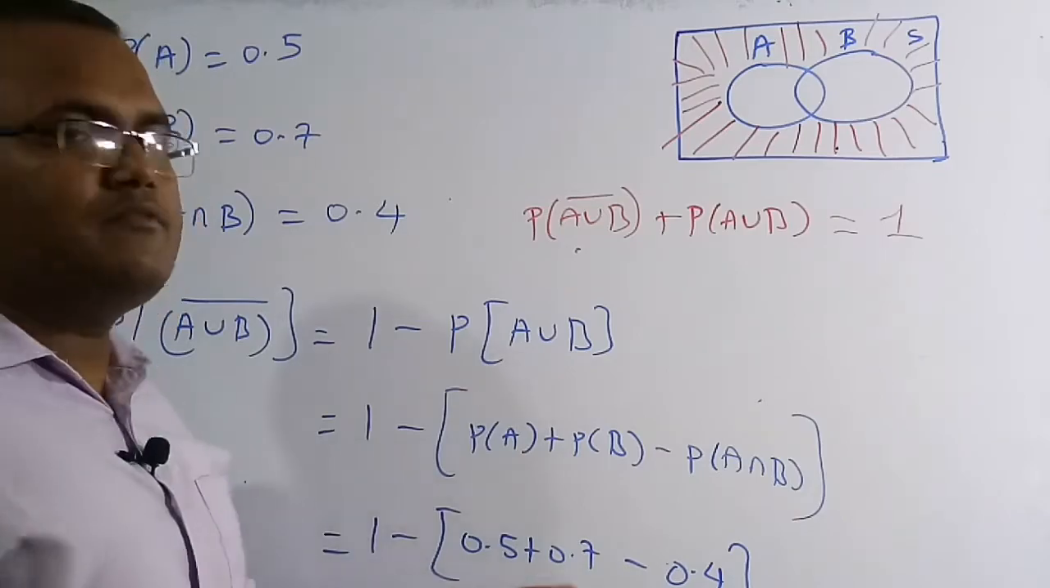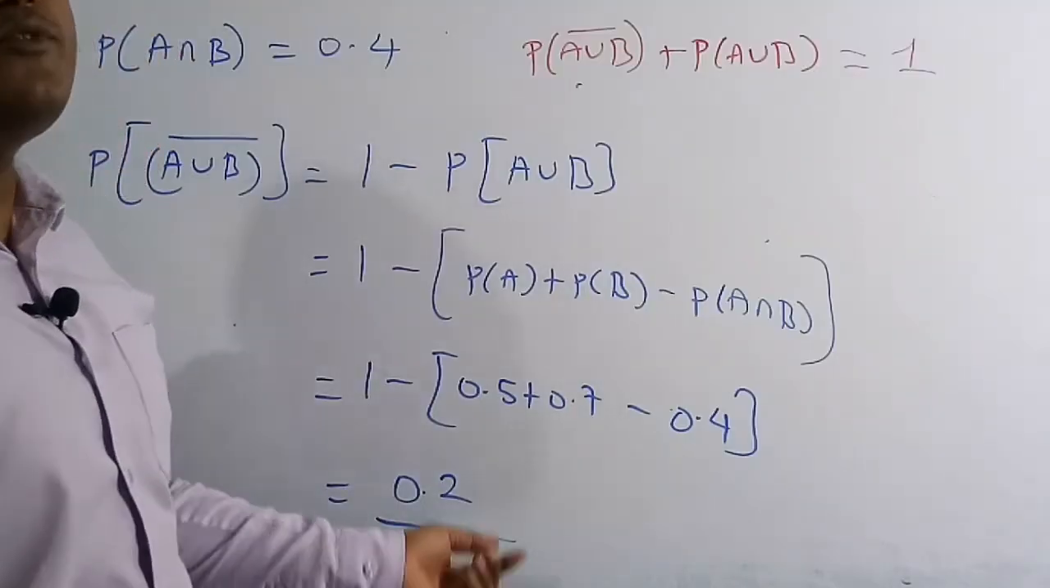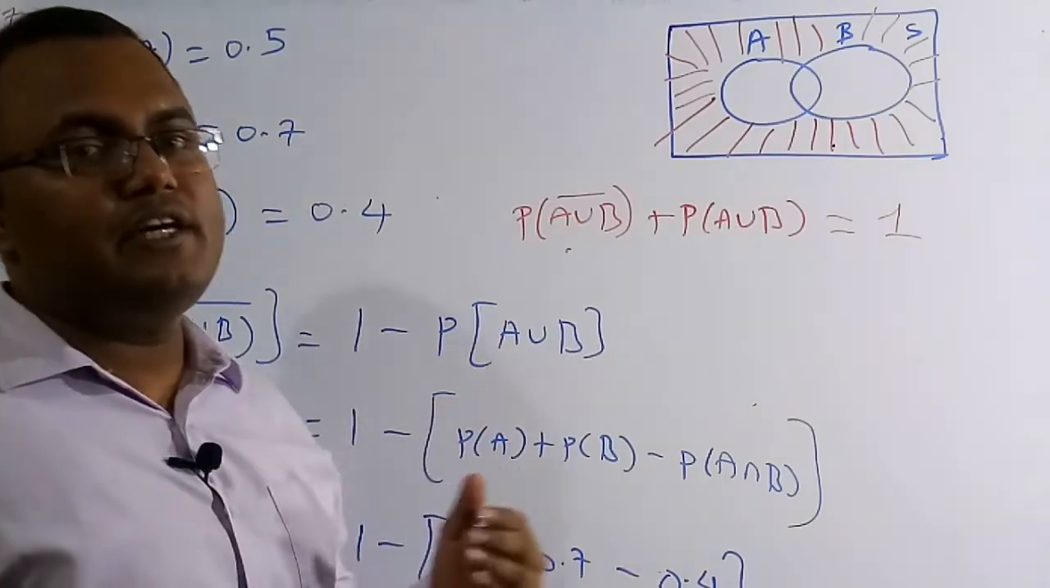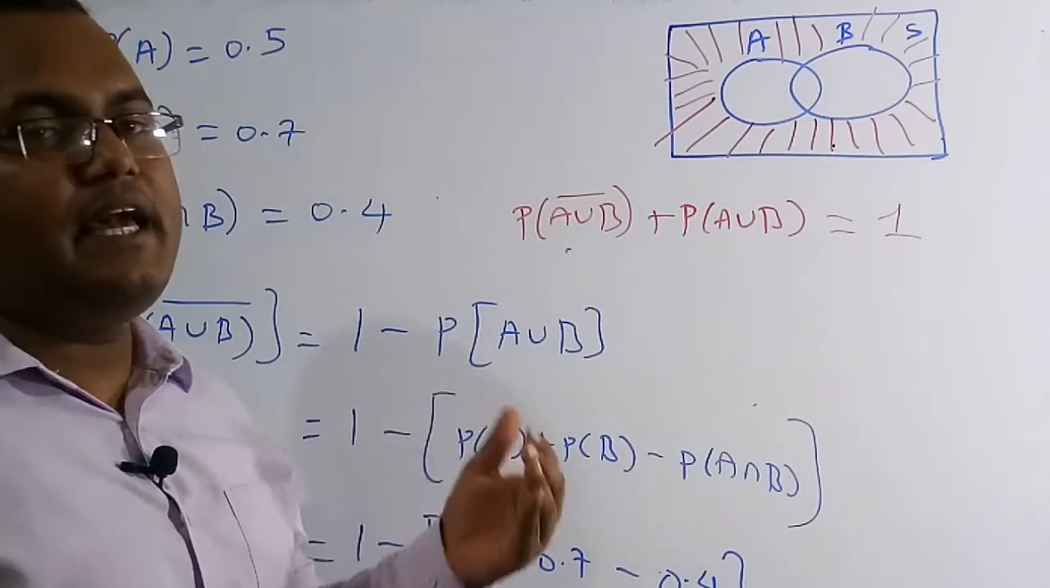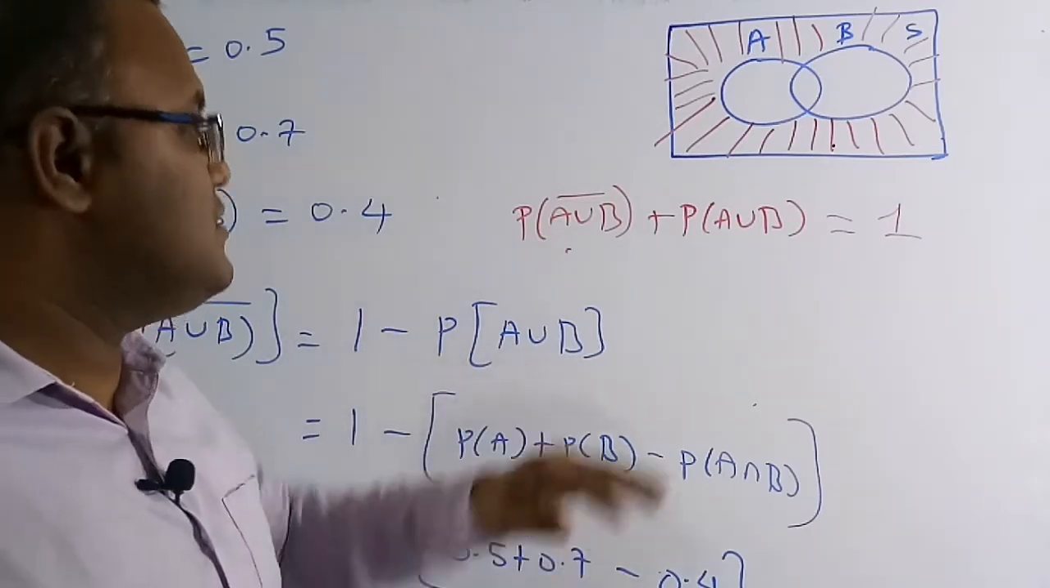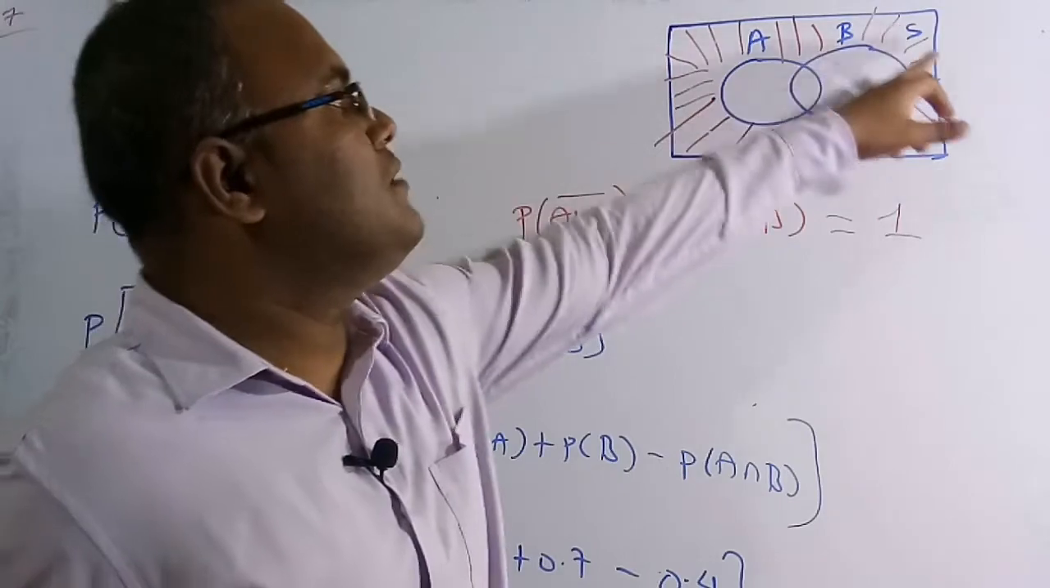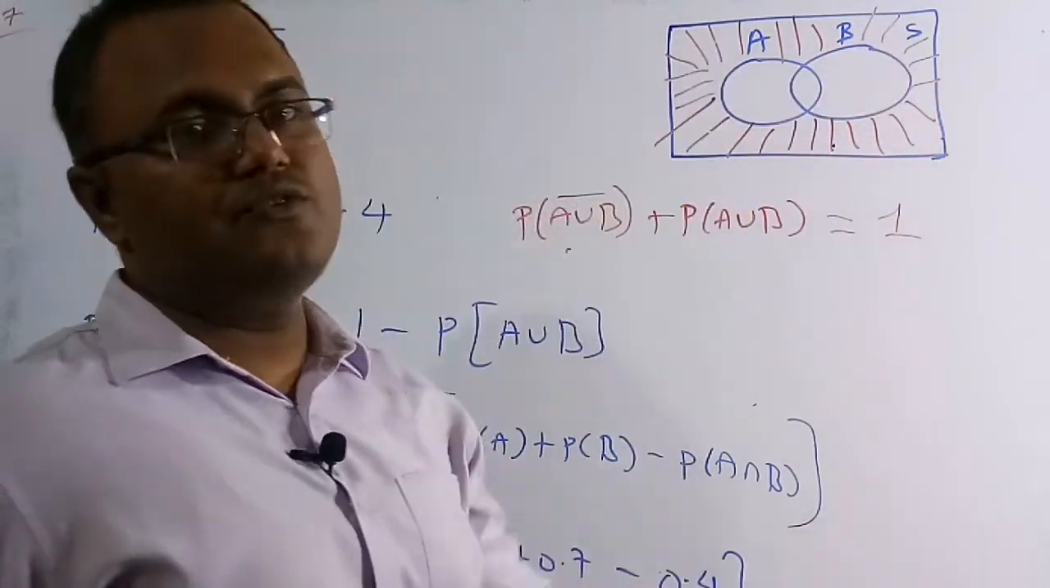So if you solve this one, we are going to get finally 0.2. So therefore this is the probability of event A or B, meaning neither the occurrence of A nor the occurrence of B, which is 0.2. So this is the overall probability, which is 0.2, the correct solution of this question. So now we are going to solve the 60th question.